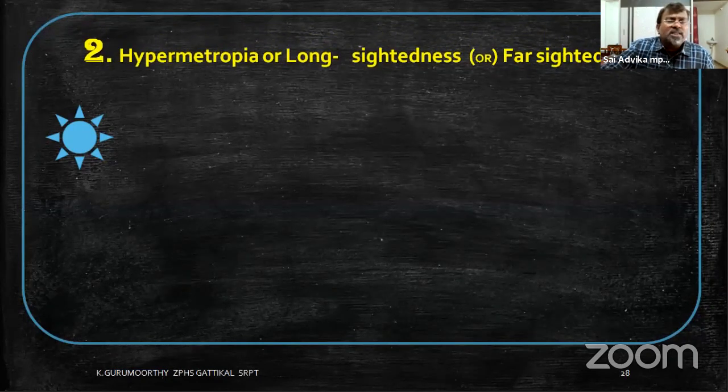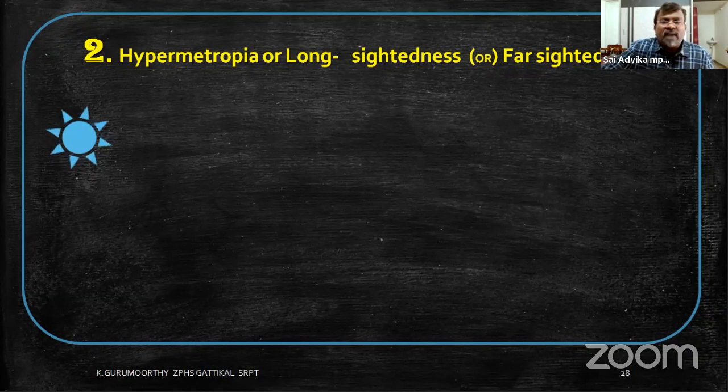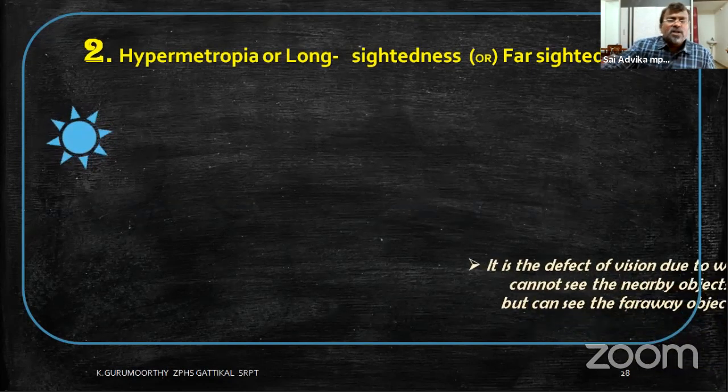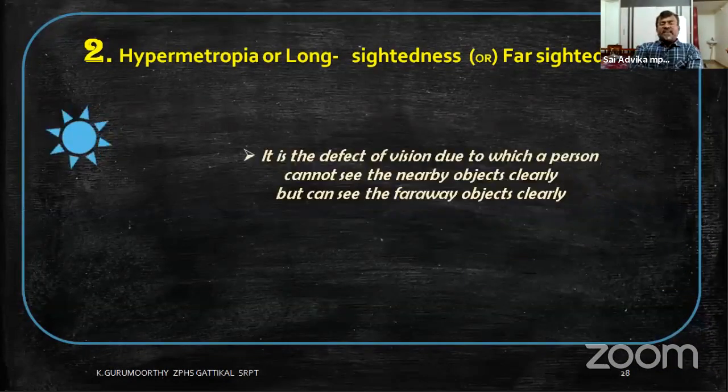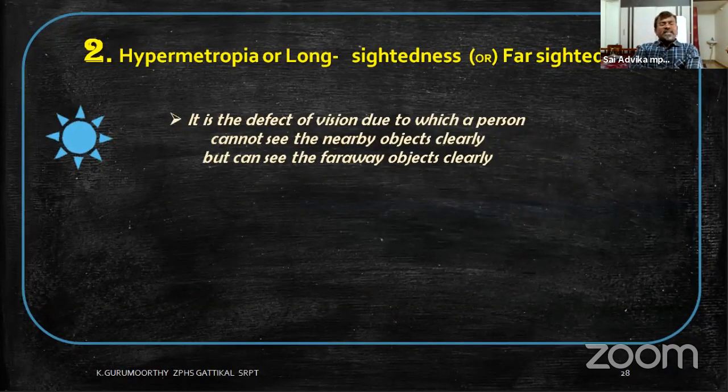This hypermetropia is also known as long-sightedness or far-sightedness. Now let us see what it is. Now let us see the definition. It is the defect of vision due to which a person cannot see nearby objects clearly, but can see far away objects clearly. Yes, vice versa of myopia. In myopia, he can only see the near objects, but not the distant objects. But in case of hypermetropia, he can see far away objects, but not the nearby objects.